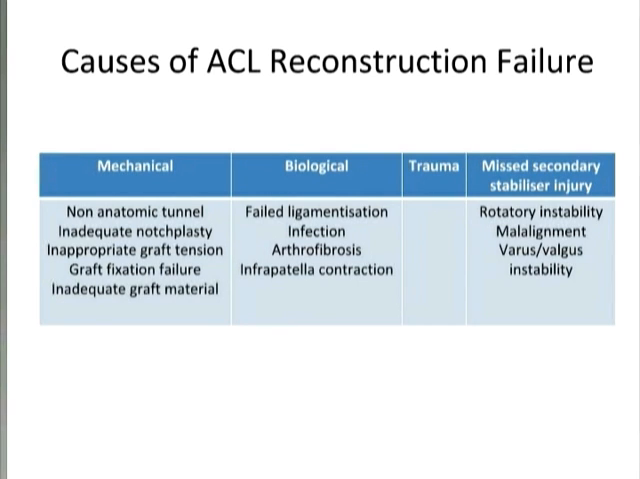And if you miss a secondary stabilizer injury, you might have missed a rotatory instability, a severe malalignment of the limb, or a varus or valgus instability that should have been corrected at the time of ACL reconstruction. So 10 to 15% of primary ACL reconstructions fail, and 20% of revisions fail. And tunnel malposition is the commonest cause of early failure, so it's a surgical error, especially on the femoral side.